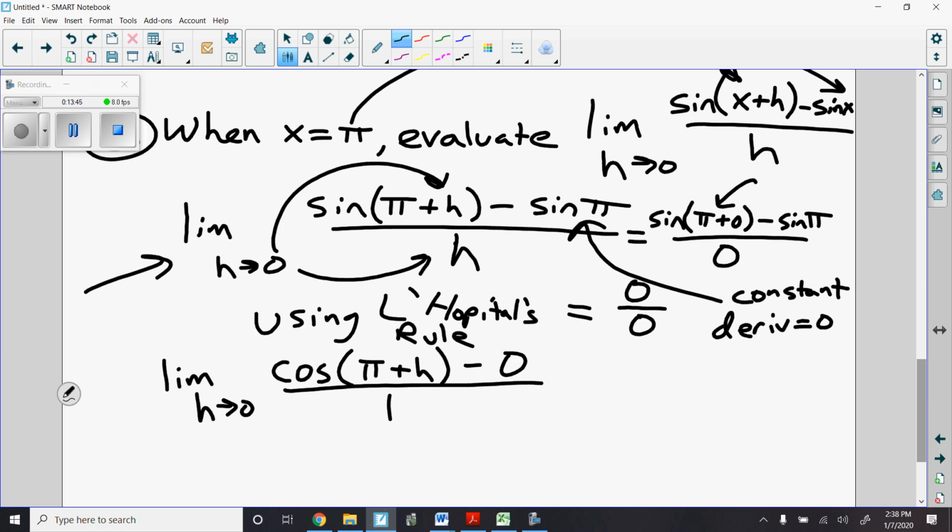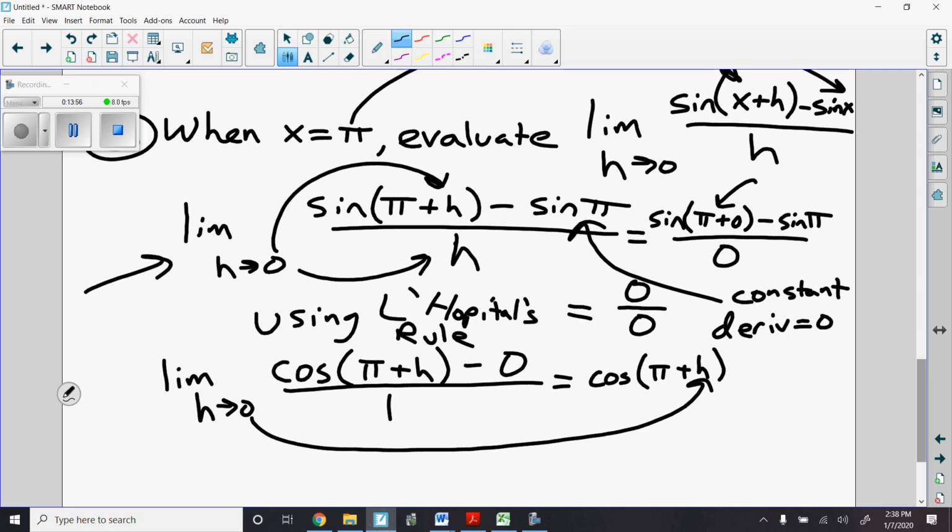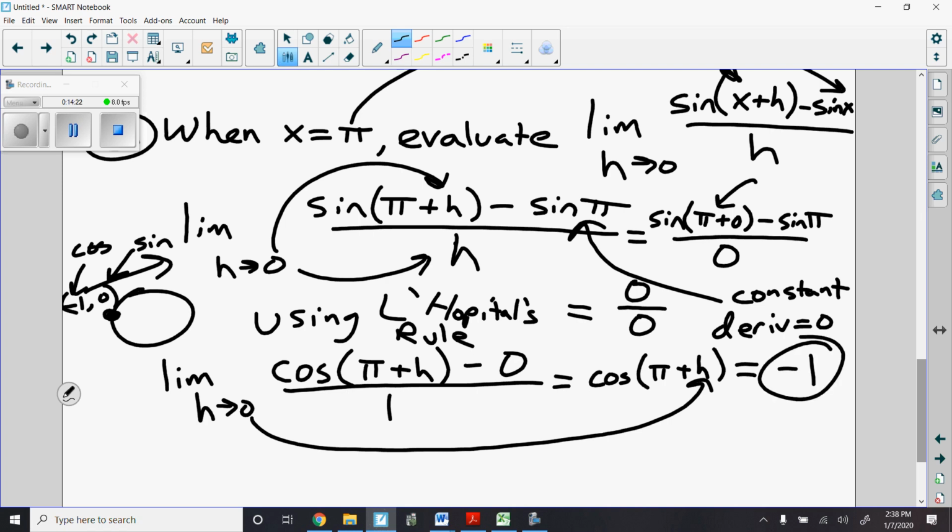So basically, this all simplifies down to cosine of pi plus h. And again, I'm going to plug 0 in for h, and hopefully it works now. The cosine of pi, if we think about that on our unit circle, pi is over here. That's the point -1, 0. Cos is always x. Sine is y. So the cosine of pi plus 0 is the cosine of pi, and the cosine of pi equals -1, and that's my answer.